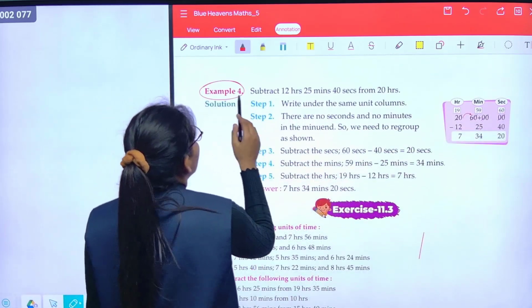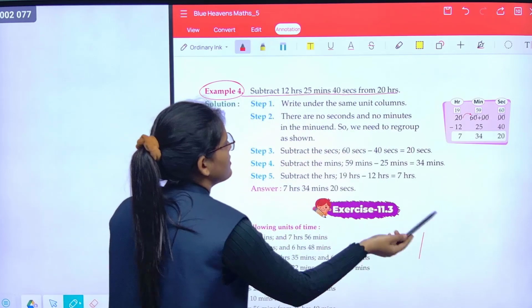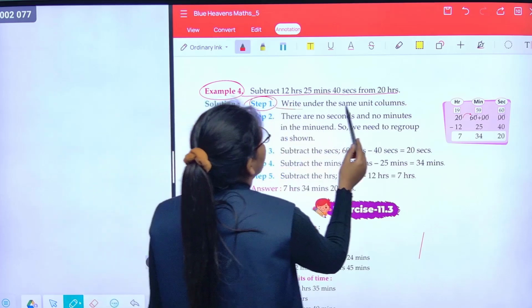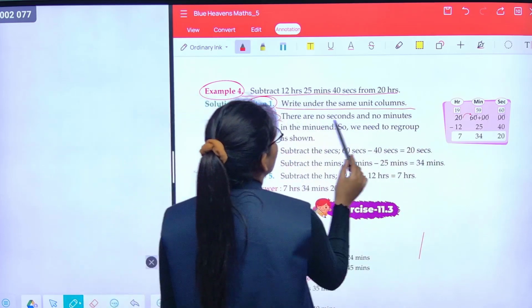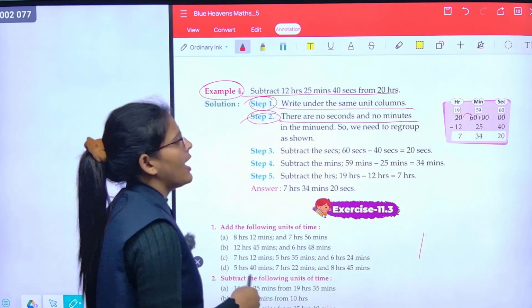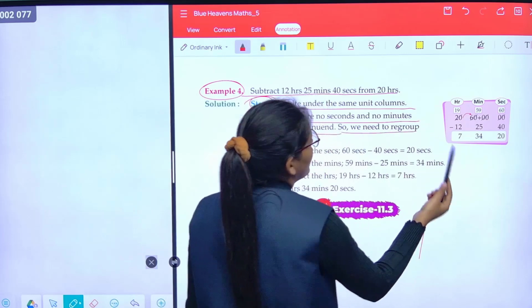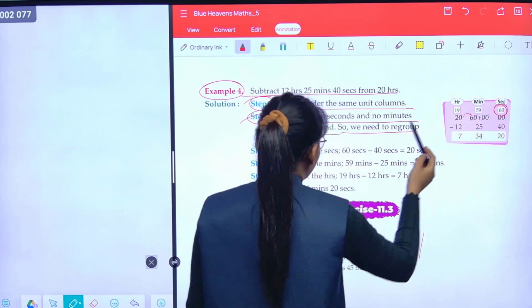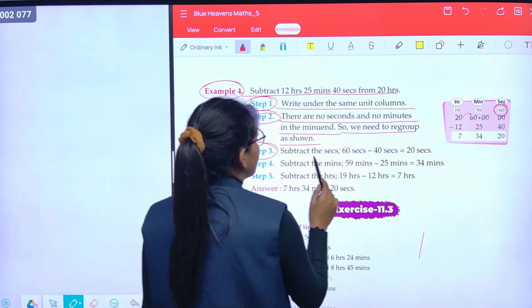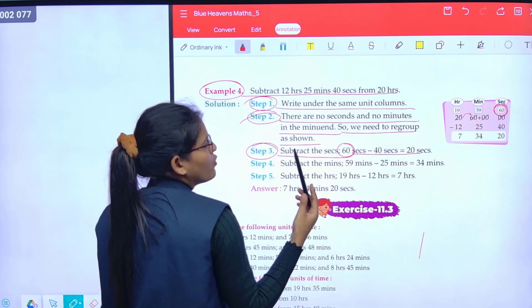Now class, example number 4: subtract 12 hours 25 minutes 40 seconds from 20 hours. Step 1, write under the same unit like this. Step 2, there are no seconds and no minutes, so we need to regroup as shown like this. Step 3, subtract the seconds. 60 seconds minus 40 seconds is equal to 20 seconds.